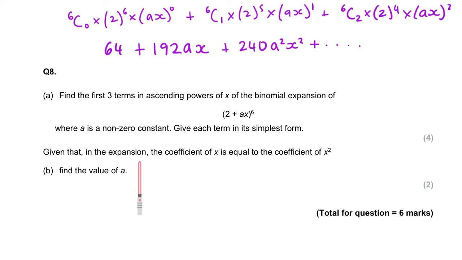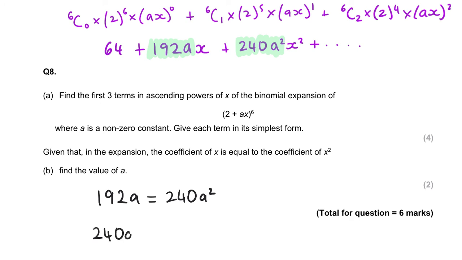It then says, given that in the expansion the coefficient of x, so my coefficient of x is here, this equals the coefficient of x squared, find the value of a. So this is really nice and easy, so we can make them equal to each other. 192a equals 240a squared. If you want, you can turn this into a quadratic. 240a squared minus 192a equals 0. I would highly suggest turning it into a quadratic, because if you divide both sides by a, you might get into a habit of forgetting that if we divide both sides by a, technically a equals 0 is still a solution. However, we reject it because it says a is a non-zero constant.